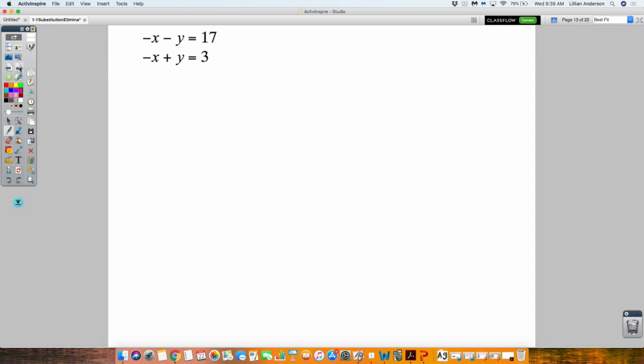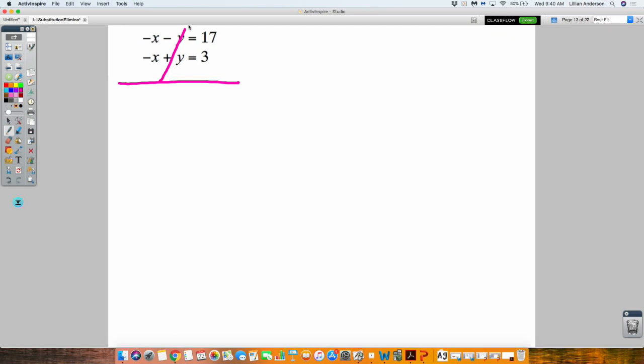Start with this one. So in your more examples, we got negative x minus y equals 17, and negative x plus y equals 3. Okay? So, we have a negative y and a positive y, so the easiest variable to eliminate in this case would be y. They cancel out.